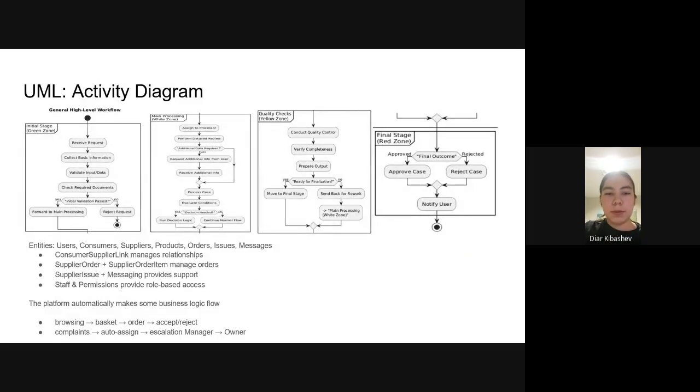Okay, so in the activity diagram, our entities are users, consumers, suppliers, products, orders, issues, and messages. For example, the consumer supplier link manages relationships, and staff and permissions provide role-based access. The platform automatically runs some business logic flow. For example, complaints go to auto assign, to the escalation manager, and then to the owner.